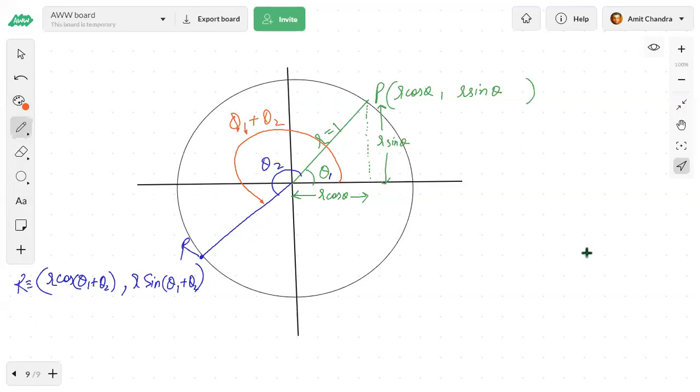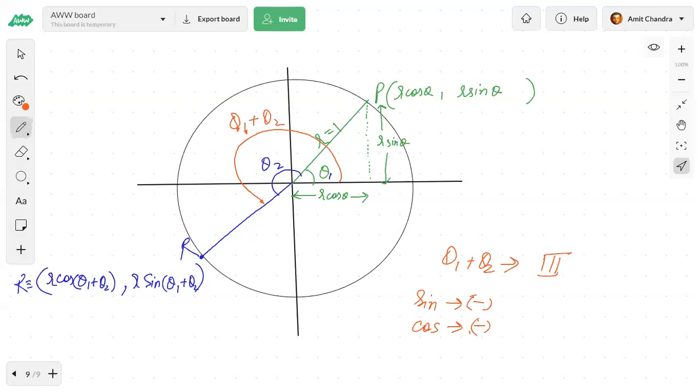Now see, what is happening? This theta 1 plus theta 2 will be lying in which quadrant? First, second, third. Which quadrant will this be lying in? In the third quadrant. Everybody understood this part? Now see, sine is positive or negative in the third quadrant? Sine will be negative. Cos will be positive or negative in the third quadrant? Cos will also be negative.